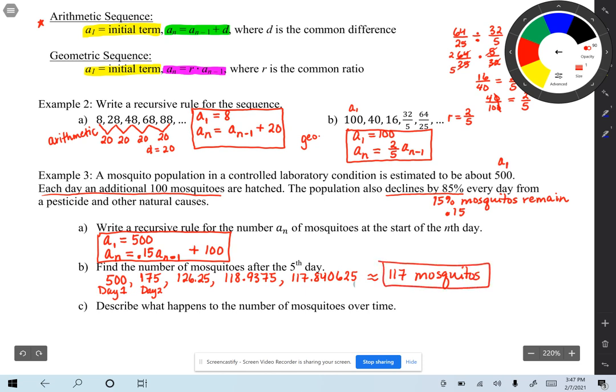Describe what happens to the number of mosquitoes over time. Well, this is the one I'm going to show you on my graphing calculator. So basically, what it does is it stabilizes to 117.65.